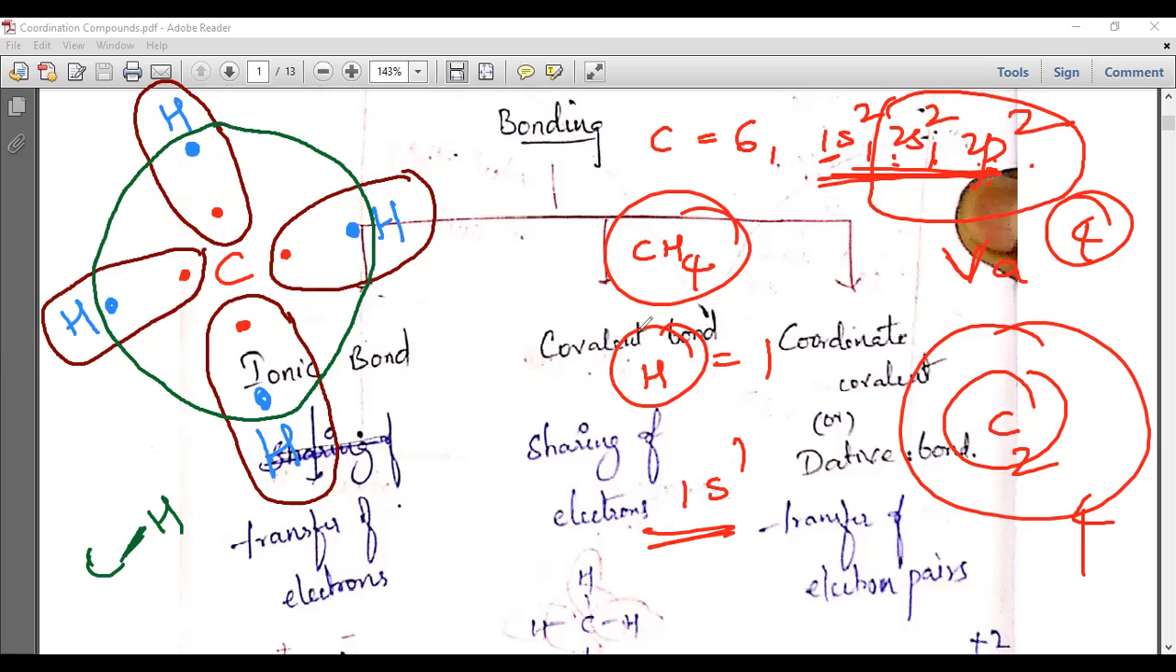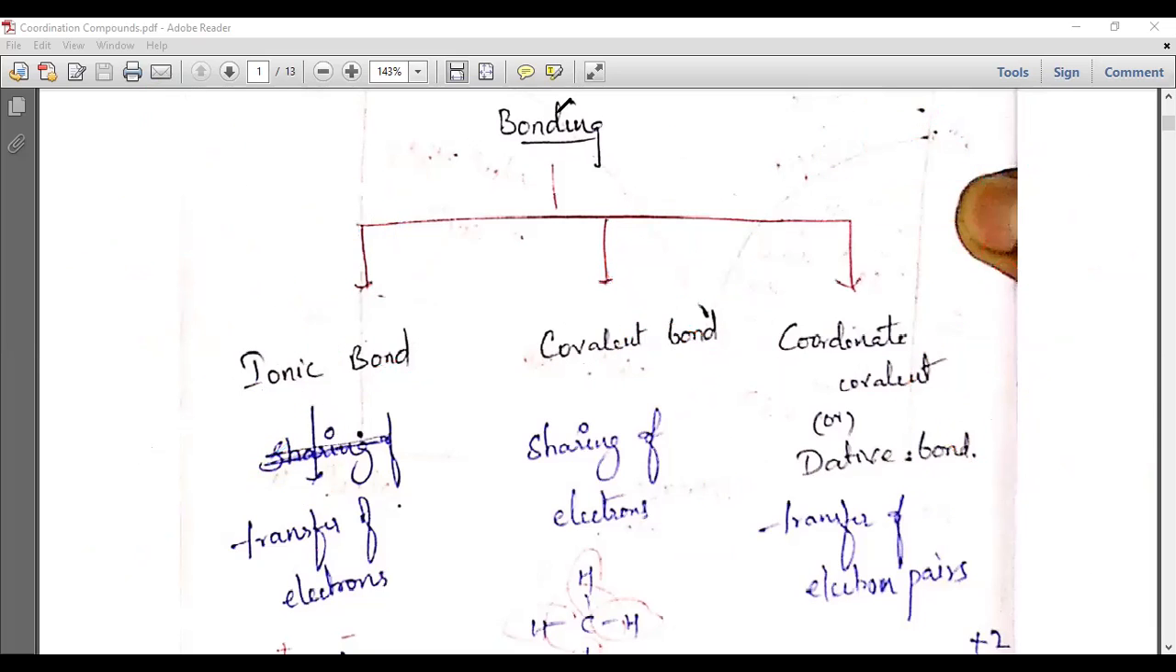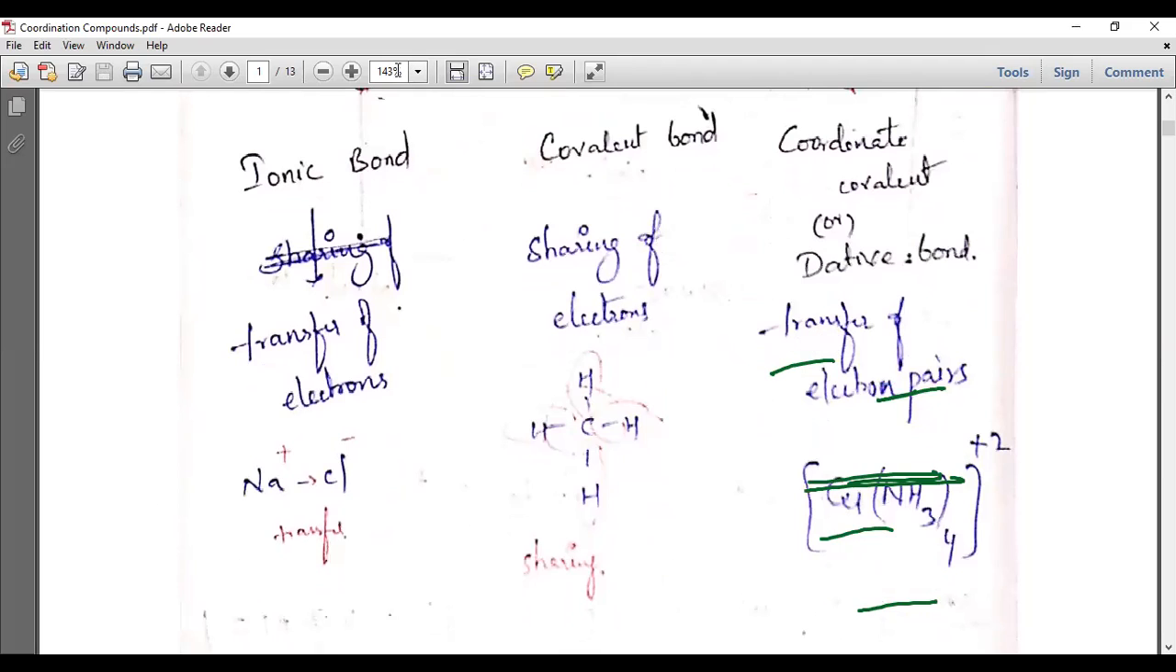So now this is another type. In coordination compounds, there is a special type of bond. The first one is the ionic bond, and the next is the covalent bond. You already know that. The next one is the coordinate covalent bond or dative bond. This is a type of covalent bond, but it is called a dative bond. Why it is a dative bond, I will tell you. Here there is a transfer of electron pairs. So how can the transfer of electron pairs be exhibited here?